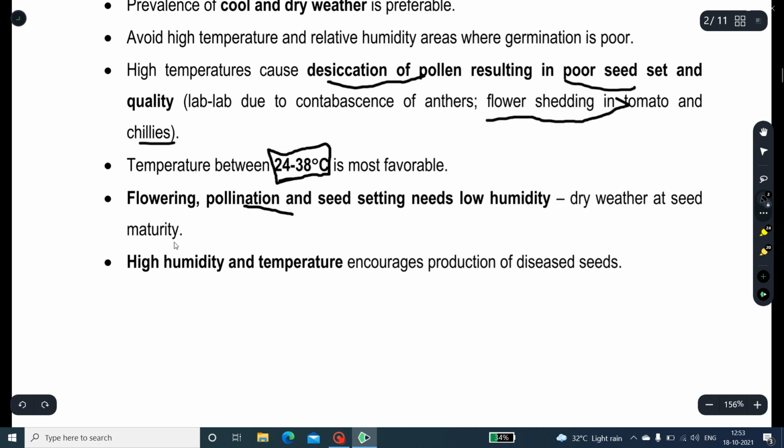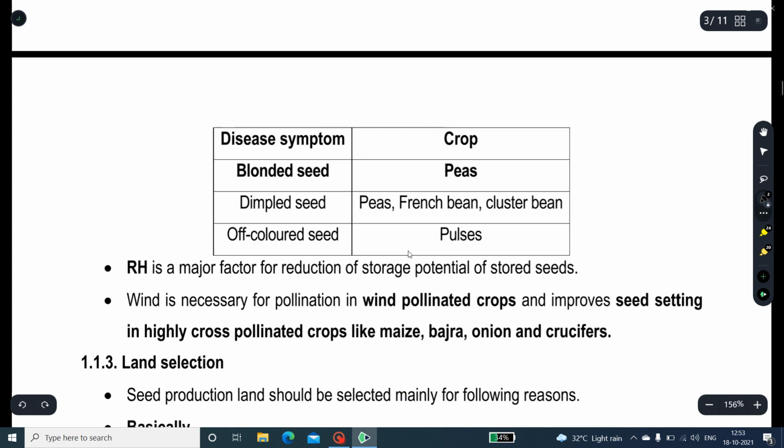High temperature and humidity encourage the production of diseased seeds. Let us see a few examples of diseased seeds due to high temperature and humidity. For example, blonded seeds in peas, and dimpled seeds in peas, French bean and cluster bean. Off-colored seeds occur in pulses due to high temperature and high humidity. Relative humidity is also a major factor in the reduction of the storage potential of stored seeds.